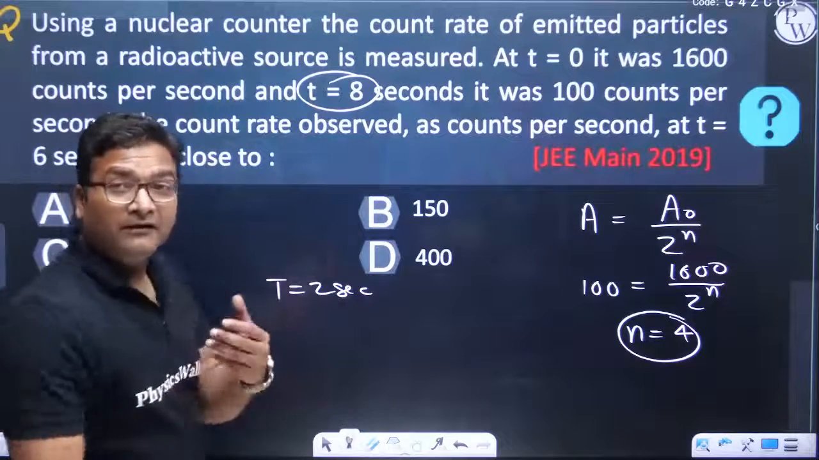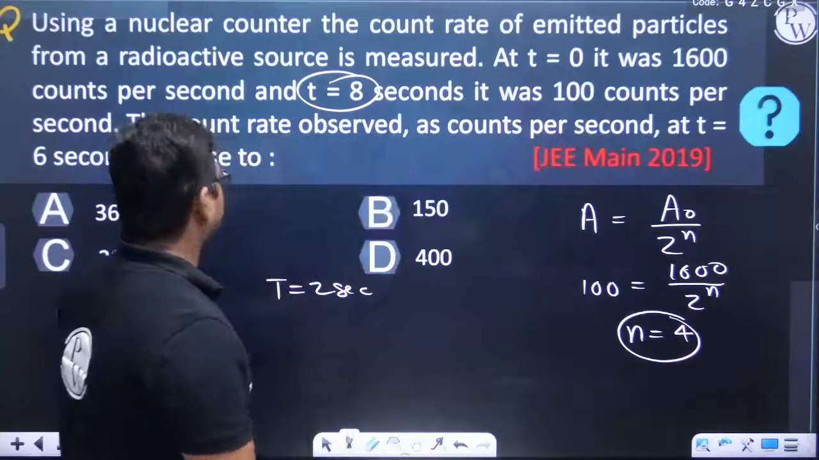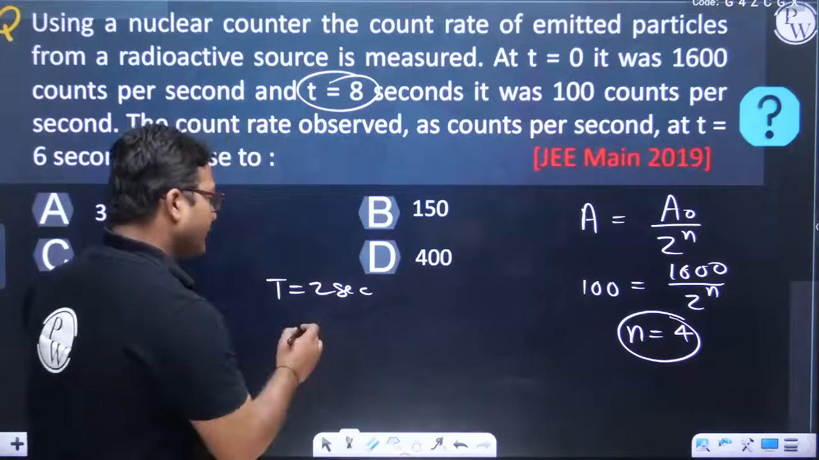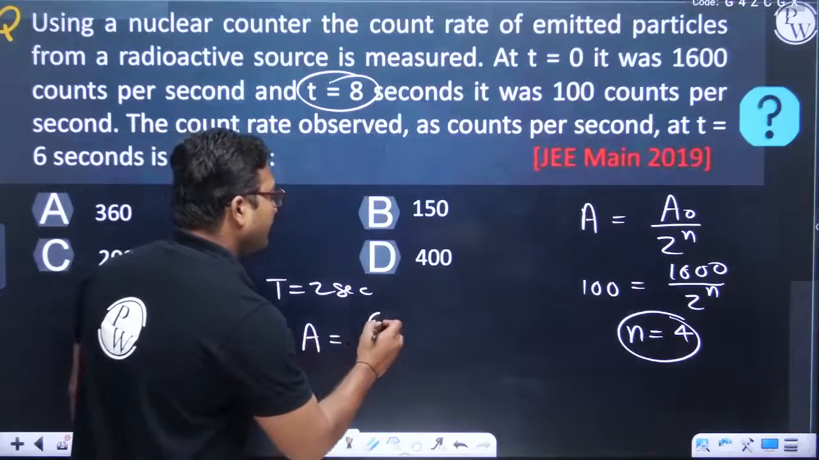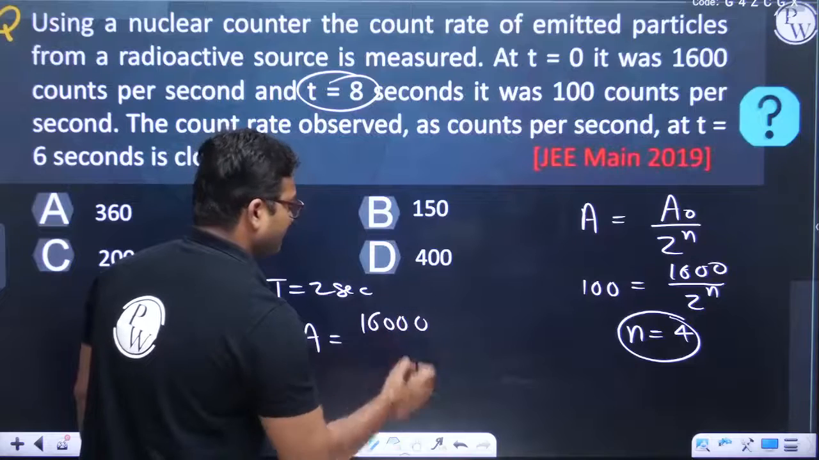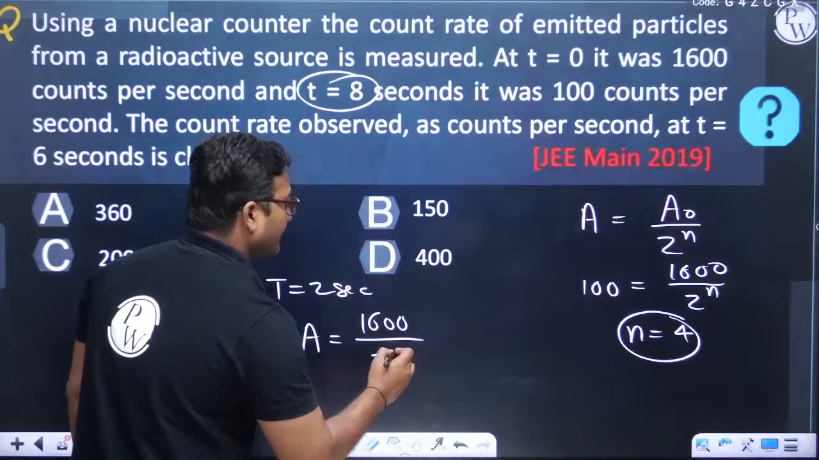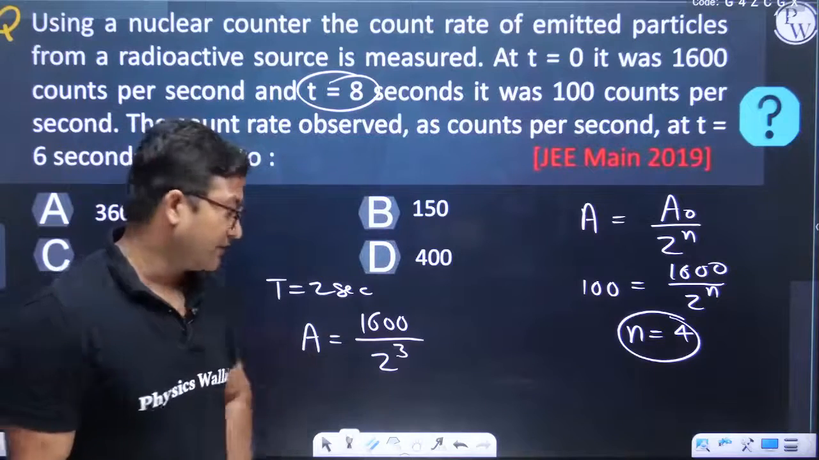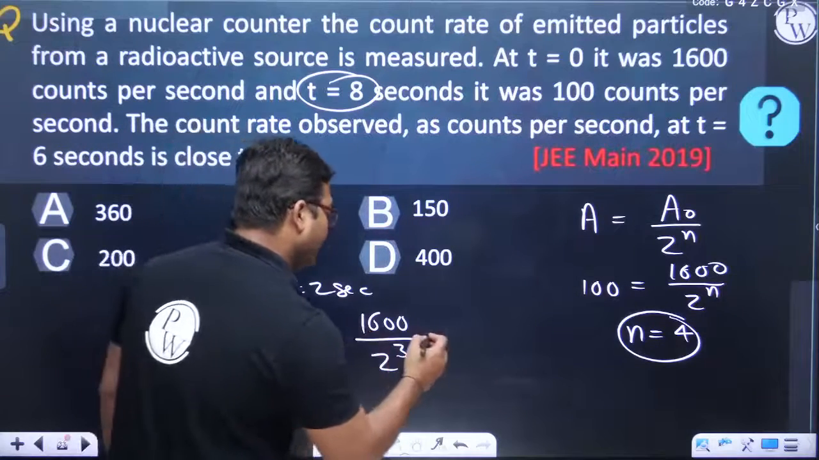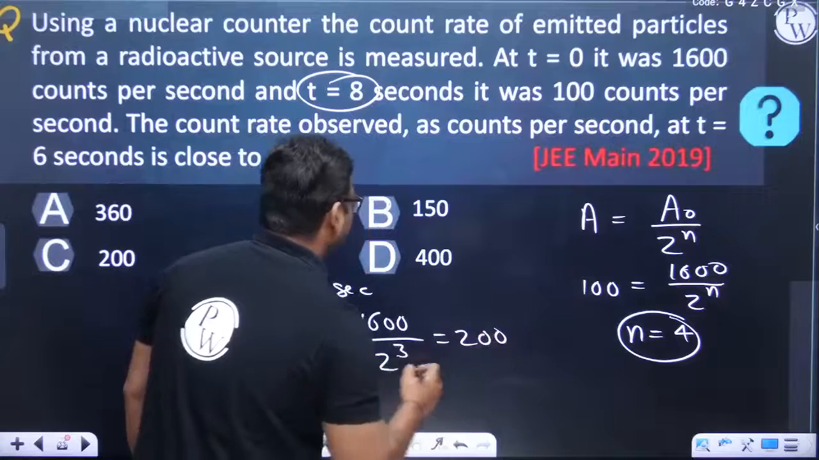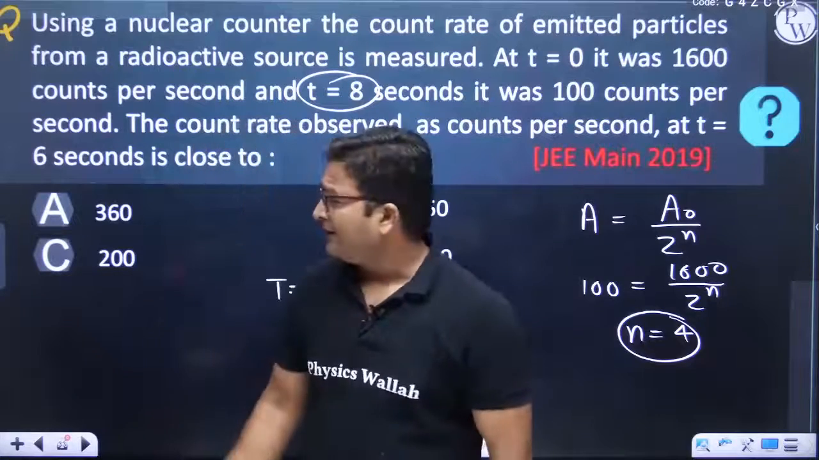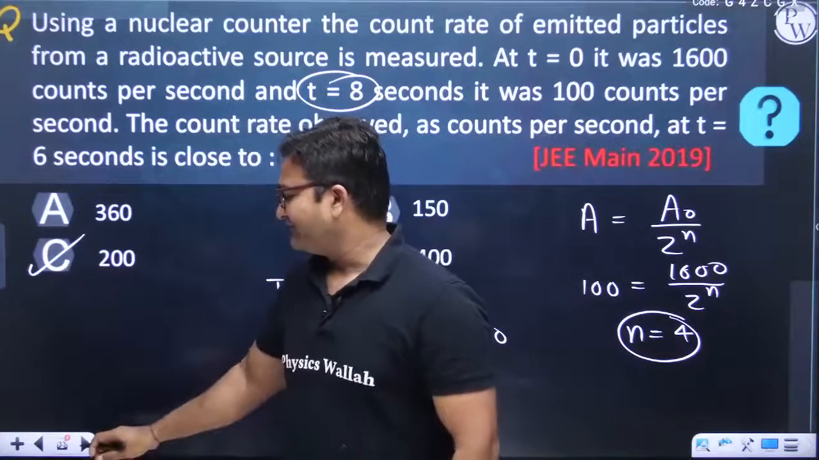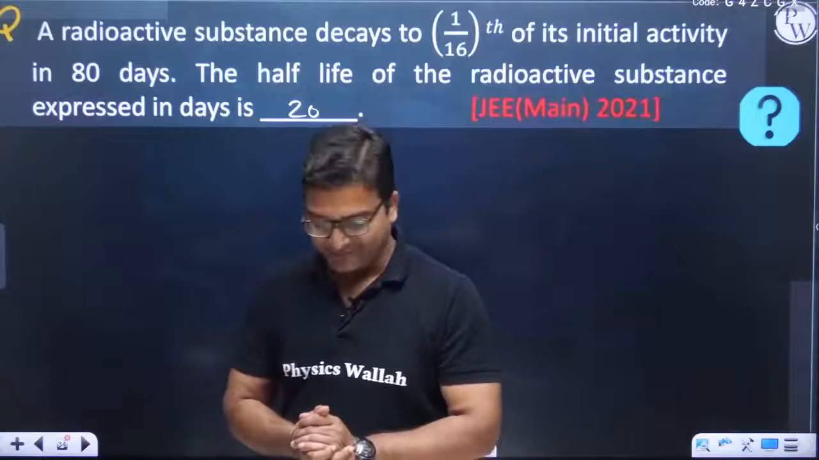Now they ask what will be the count rate after 6 seconds. So after 6 seconds, activity will be equal to the initial activity 1600 divided by 2 to the power 3, as in 6 seconds there are 3 half-lives. And this will be 1600 upon 8, that is 200. So 200 is the activity and C is your perfect choice. Let us see what we have next.